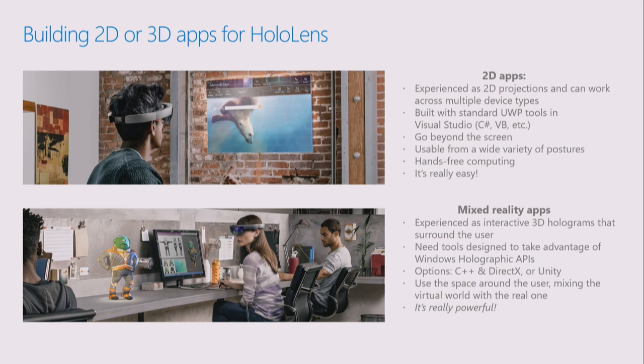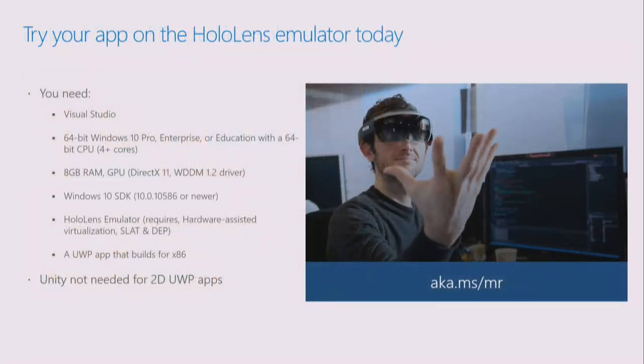You can build 2D applications that you can put up on the wall, like I said, flat Universal Windows Platform applications, or obviously the cooler thing to do is build mixed reality applications that blend the physical and the digital. If you don't have a HoloLens yet, you can start testing an application with the HoloLens emulator that we make available to you for free.